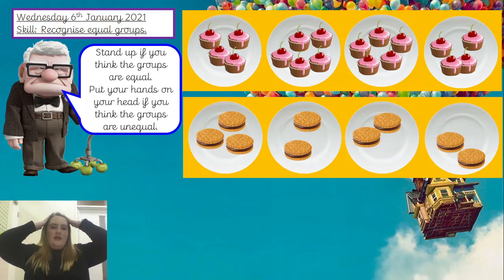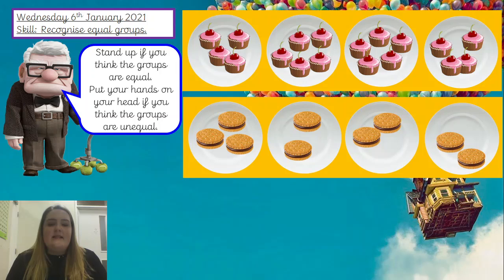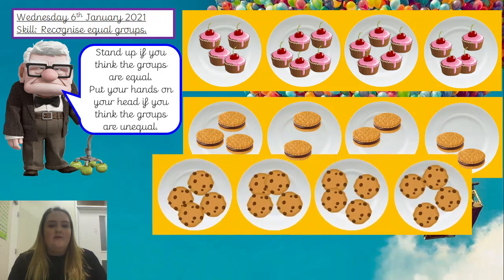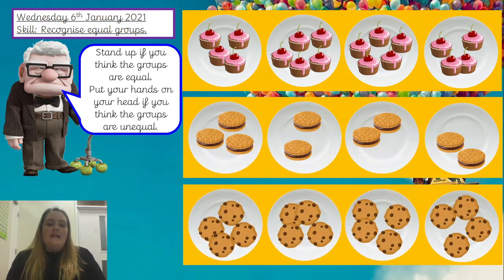That's right, they are unequal. On the first plate we have 3 biscuits, and then on the last 3 plates we only have 2 biscuits, so there is not the same number on every plate there. Okay, let's have a look at this example then.